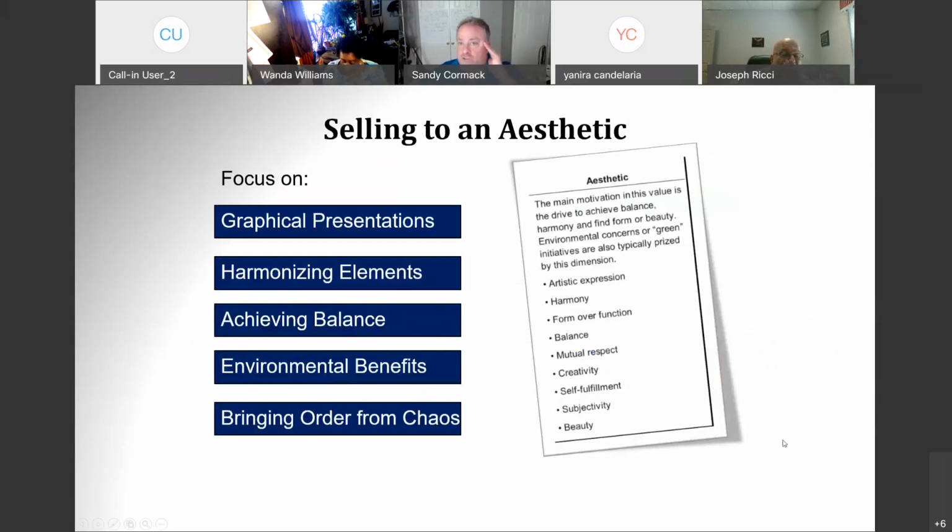So this again is in your manual, but I'm going to focus this on the idea of persuading or selling to each one of the 7 dimensions of values. If you're going to be trying to persuade an aesthetic, you need to focus on presenting your information graphically, lots of visuals, with harmonizing elements, achieving balance. A lot of high aesthetics are more environmentally conscious, so tout environmental benefits and tout how what you're trying to accomplish will bring order from chaos.